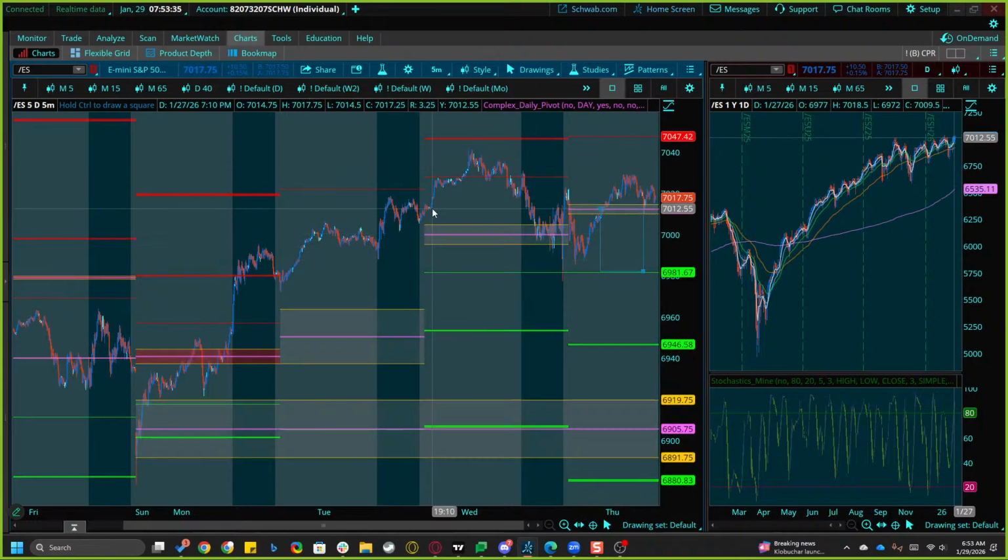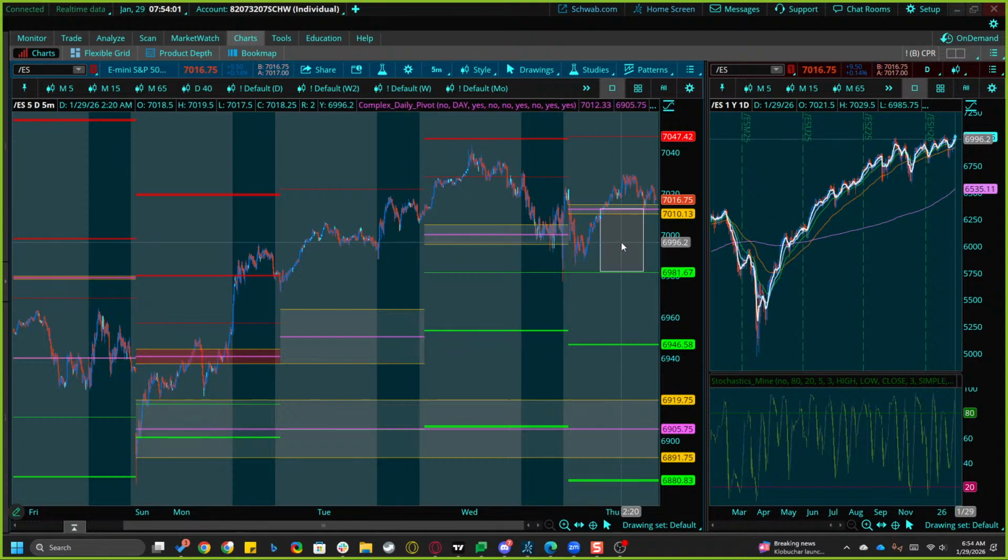So the distance from the pivot point to R1 and S1 is adjusted by the math, right? They're not equidistant. It's not like this is 20 points, so this is 20 points. That's not how the system works. The distance for each one of those defined by math suggests which way the indicator thinks the market is more likely to go. And it's just the path of least resistance, right?